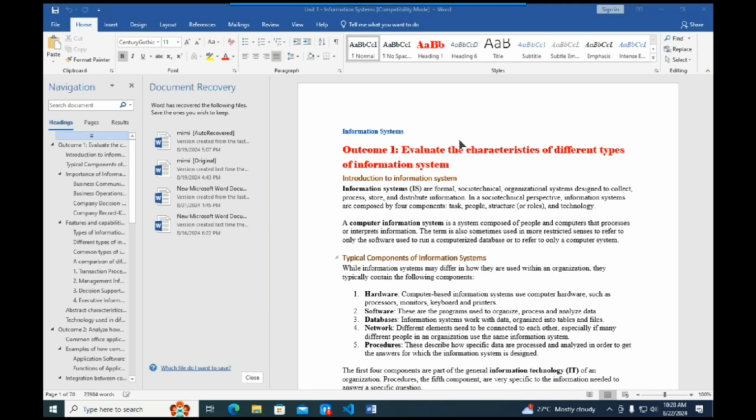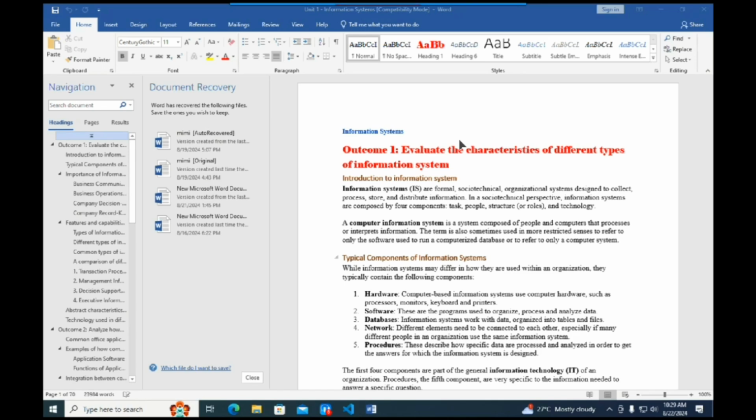So information systems basically deal with the collection, the processing, the storage, and the distribution of information. We collect data, we process data, we store data. And when we process data, we get information, then we distribute that information.